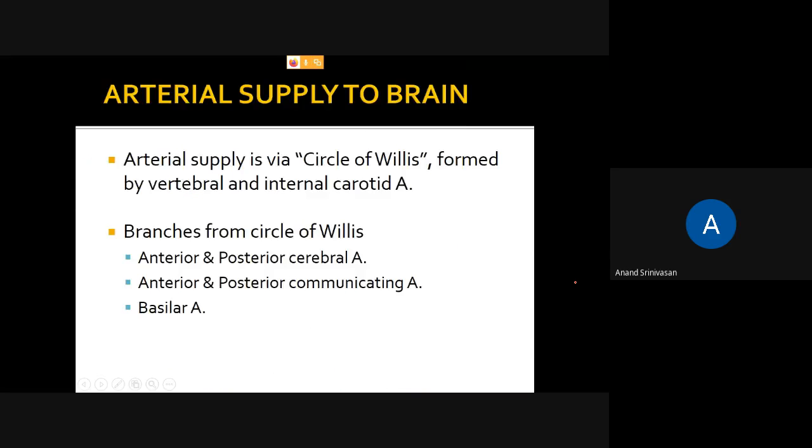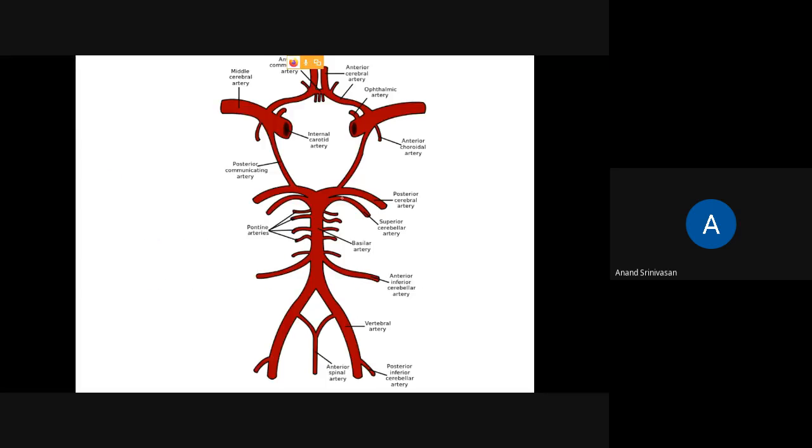All right. And this is the last part of the cerebrum. So here we will be discussing the arterial supply to the brain. If you remember, in the circulatory system also we have dealt with the same. The circle of Willis. It is formed by the vertebral artery and internal carotid artery. Now we are going to see in detail about this.